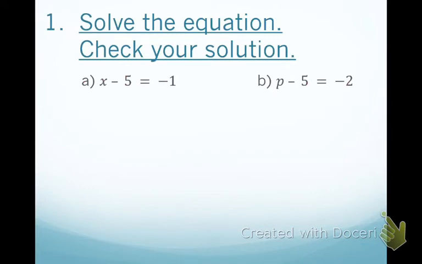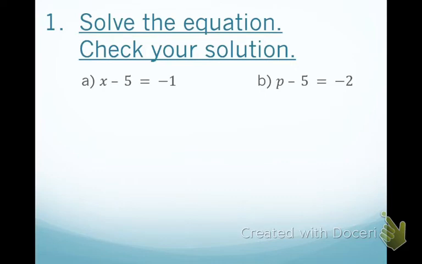Okay, so we're going to use the rules that we just talked about to help us with problem A. It says to solve the equation and then check your solution. Everybody read me what rule A is that we wrote down. Go ahead. Identify the variable. Class, what's the variable in problem A? X. Very good.